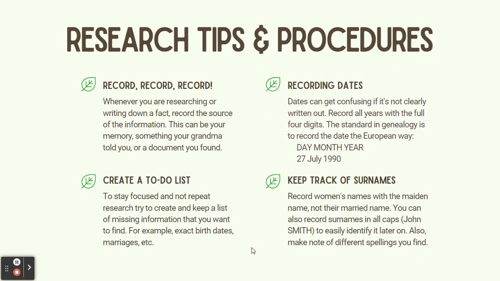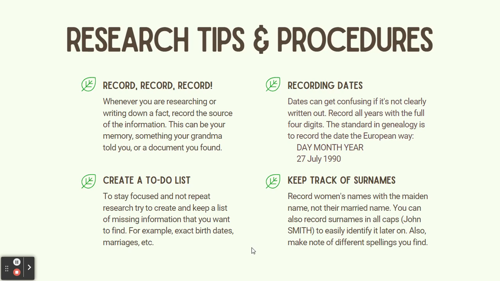But first, let's talk about just some little research tips and procedures. So I mentioned before, you really want to try to record whatever information you find. So this can be things like maybe your grandma is telling you your great grandfather's birth date. Record that information and who told you or where you found it. This is mostly just saving yourself later on. So if you're searching for something, you don't want to search for it twice. So keeping track of what you found really helps.